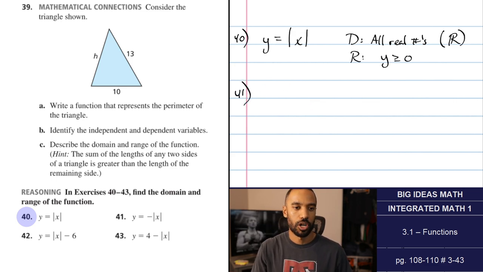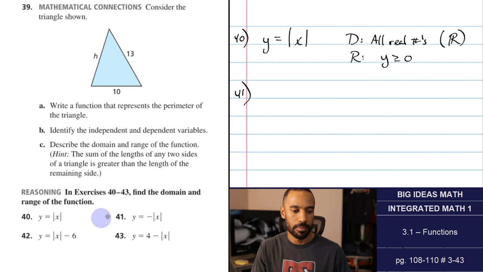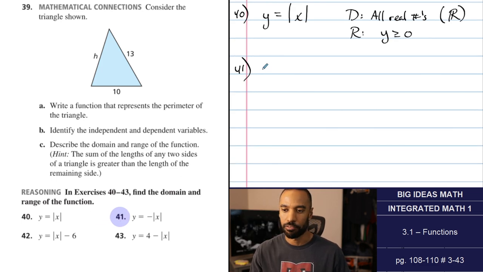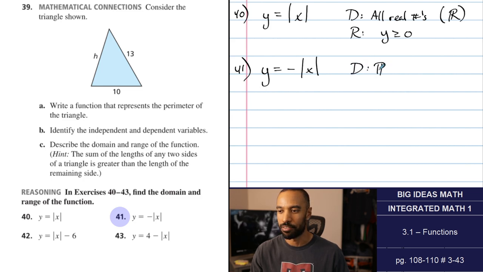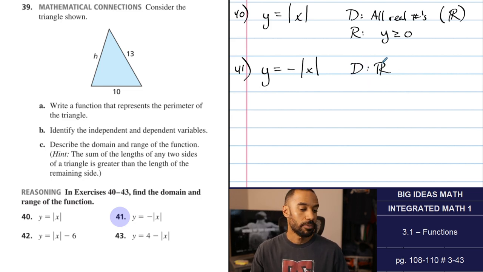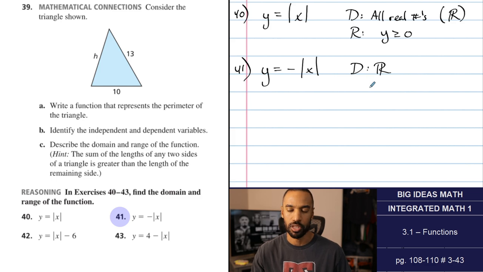Number 41 is a little bit opposite of this. Now, when it comes to domain, again, there's no restriction on this. I can plug in anything for x. I'll still get a value for y, whether the y's are things I like or not. It's not a subjective question. Domain is, once again, all real numbers, so I'll give that symbol now in this case. And I'm just going to give a spoiler alert, heads up, guys. There's no restriction on x for any of these. I can plug in whatever for x. I will get a value for y, and that's all that matters.